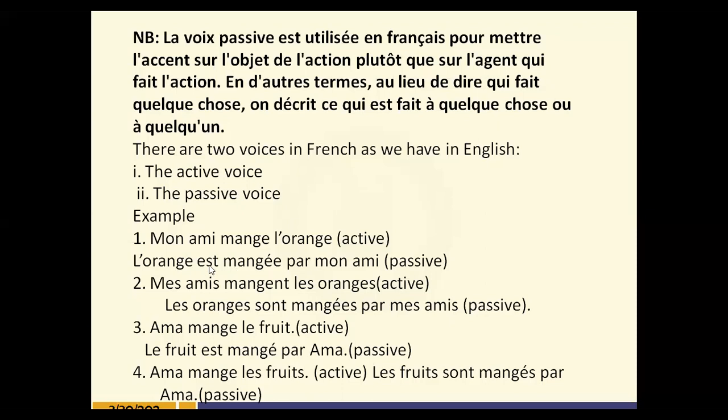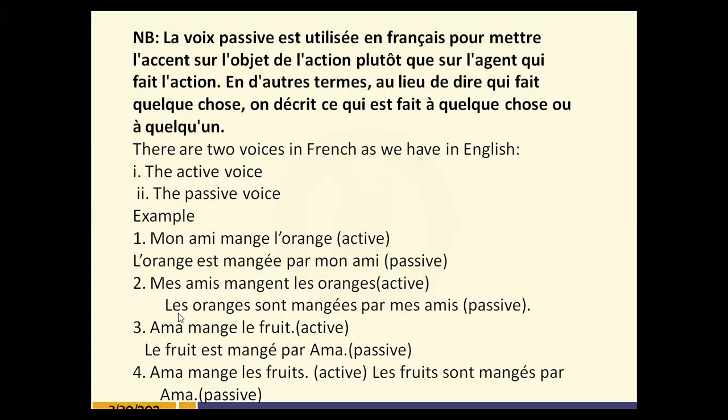Because of the être, you must introduce it. It's highly obligatory when it comes to passive voice. You need the être to form it. So you look at it and then you see the formation very soon. Donc, Ama mange le fruit. Ama is eating the fruit. Le fruit est mangé. Le fruit est mangé par Ama.